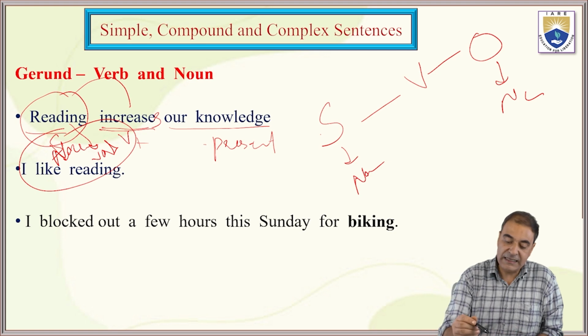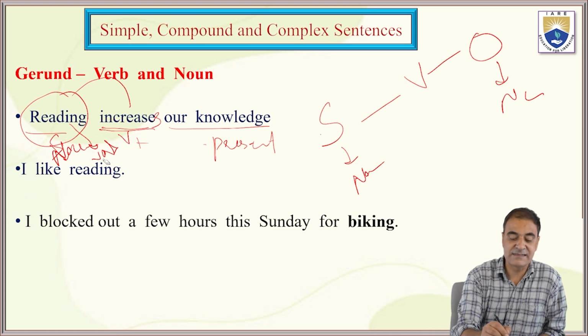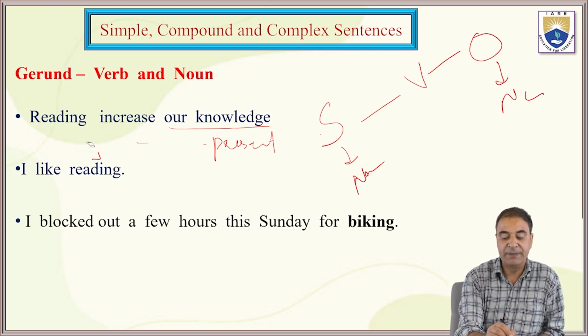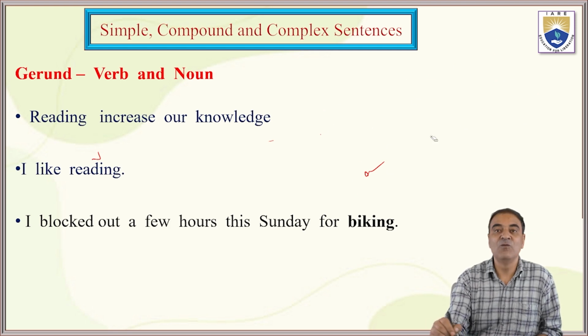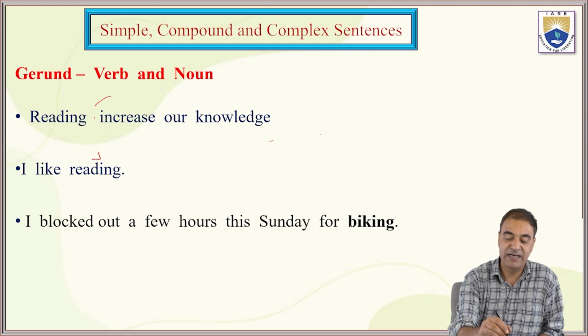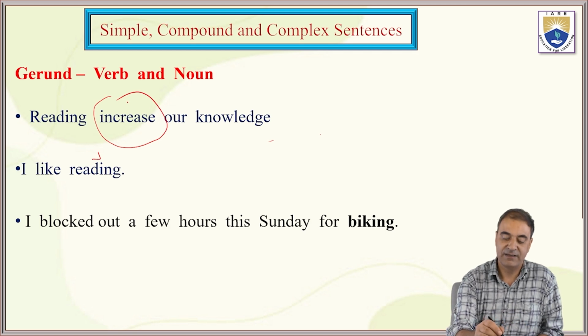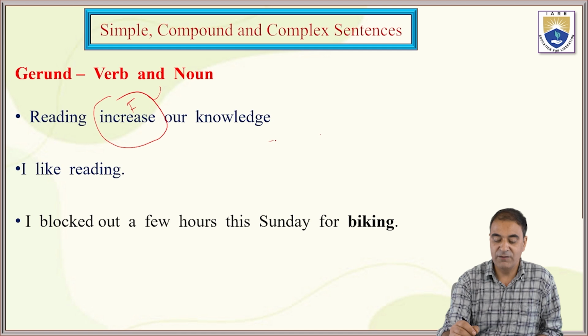And again, this first sentence is a simple sentence. Why? Because here we have only one finite verb, and that one finite verb is increases. Okay. Now look at the second sentence. Our second sentence is I like reading.